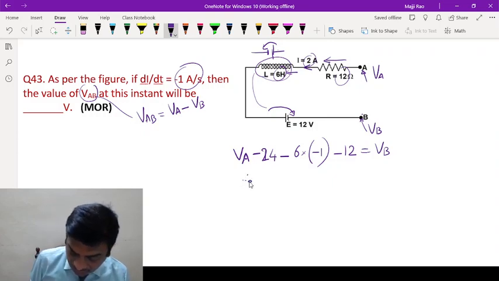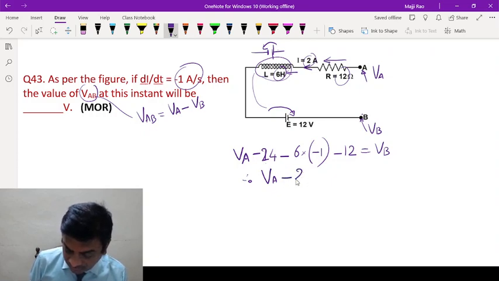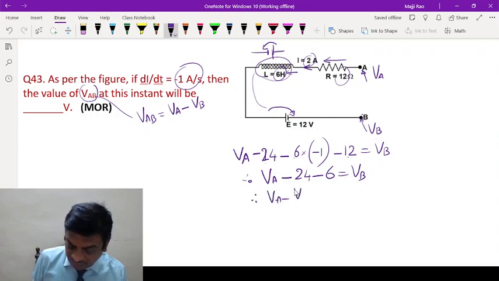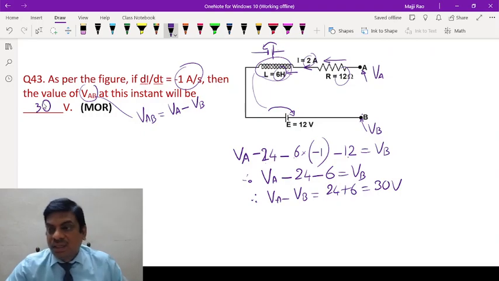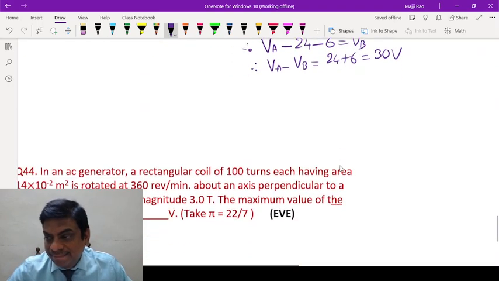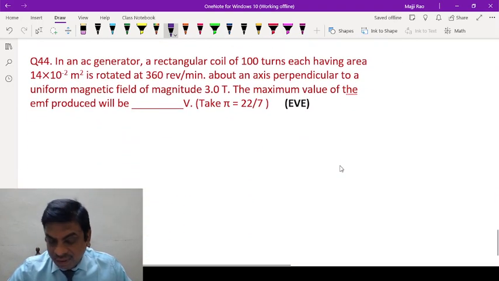So therefore I can write VA minus 24 minus plus 6 minus 12, and plus 6 and minus 12 is minus 6. So VA minus VB is 24 plus 6, that is 30 volt. So 30 is the answer. Then moving on to the next question.